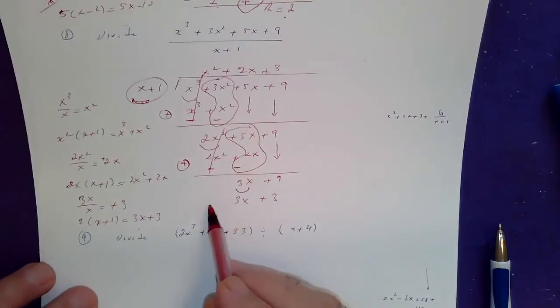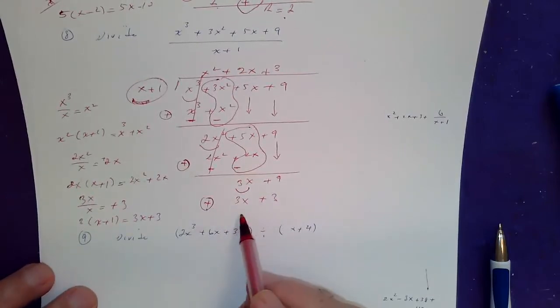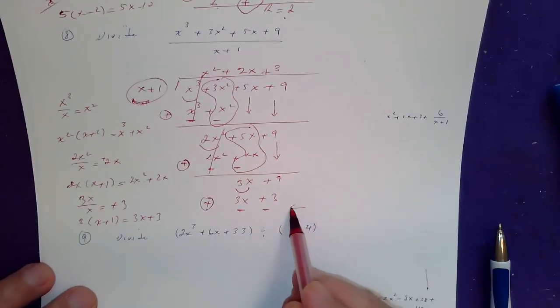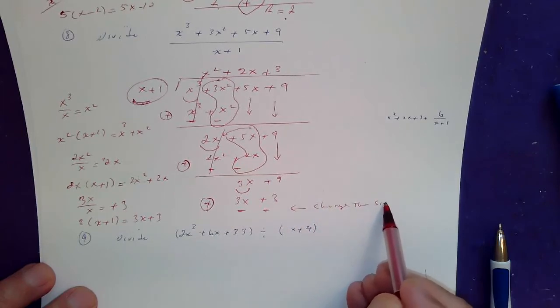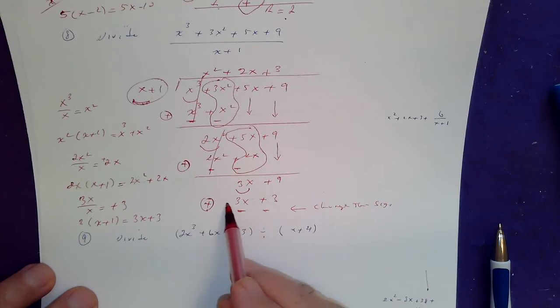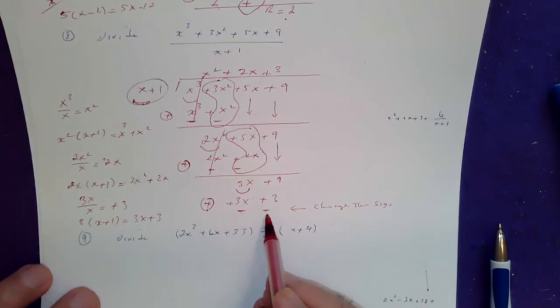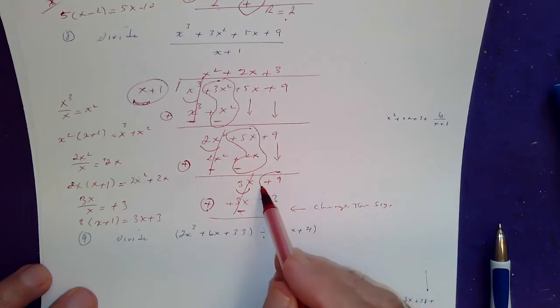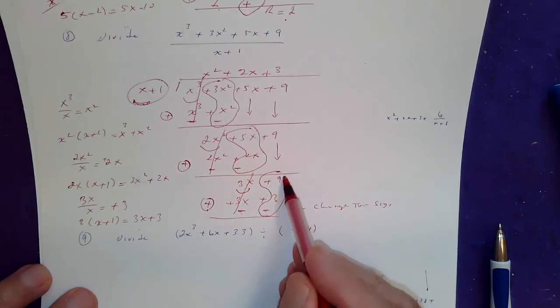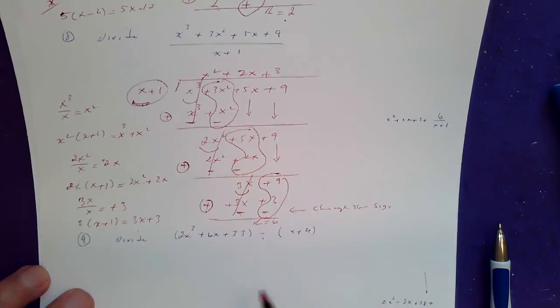Once again, you're allowed to add, but don't forget to change the signs here. Yes, change the signs to the opposite of what they are. Positive becomes negative, positive becomes negative. These guys always cancel, but this is no longer positive 3, it's negative 3. So the remainder is 6.